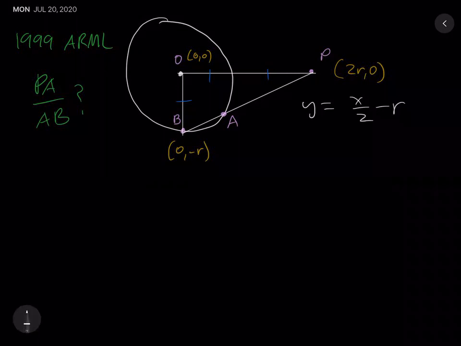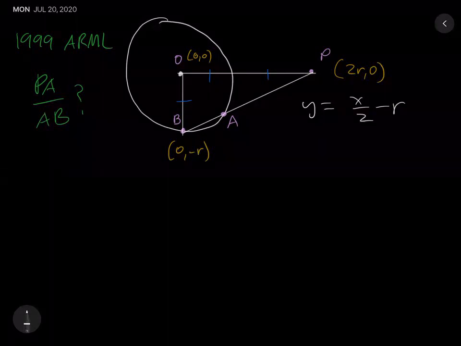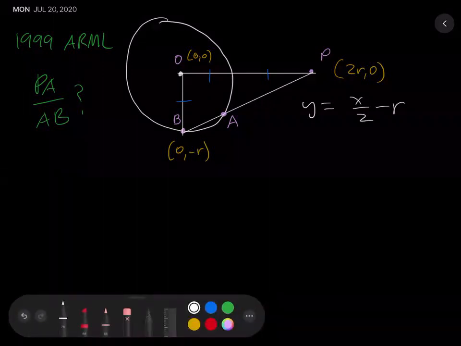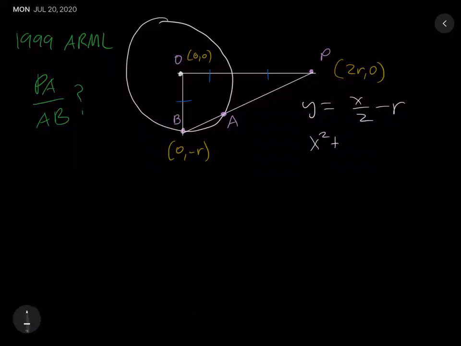Now, point A lies at the intersection of two distinct geometrical figures. It lies at the intersection of a line and a circle. So we also have to know the equation of a circle. Well, this is pretty straightforward as well. x squared plus y squared equals r squared. How do we find the intersection of these two? We have to set them equal somehow, right?